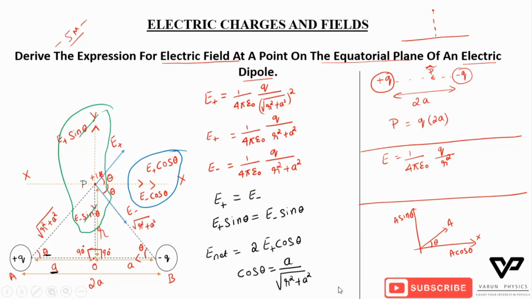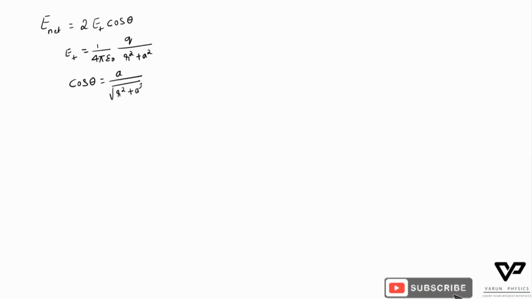Therefore, we now have this formula: E net is equal to 2 times E plus cos theta. And from the previous figure, we are seeing that E plus is equal to 1 by 4 pi epsilon naught Q divided by R square plus A square. And similarly, we have cos theta is equal to A divided by under root of R square plus A square.